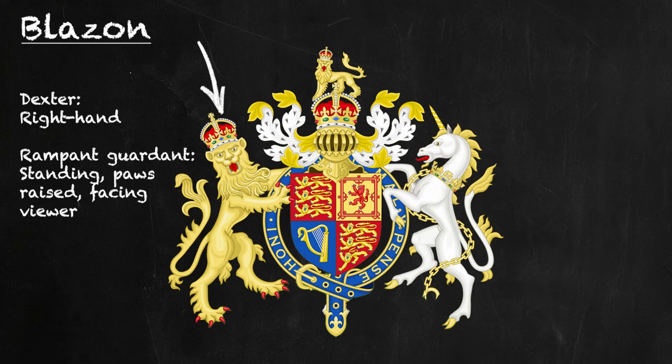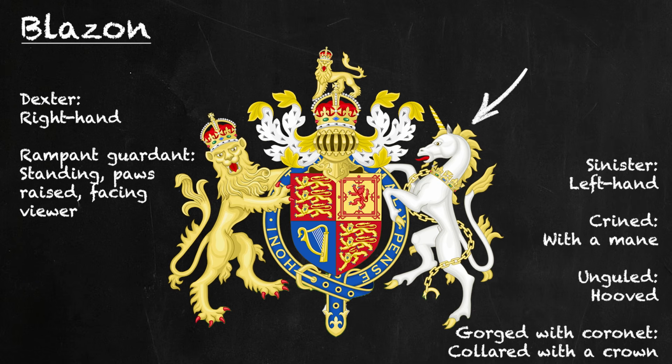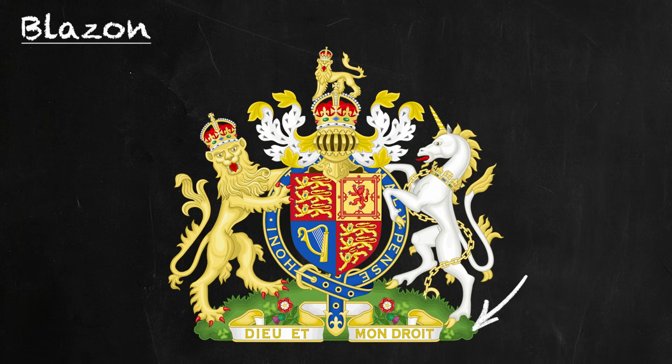Supporters: dexter, a lion rampant guardant or, imperially crowned proper. Sinister, a unicorn argent, armed, crined and unjewelled proper, gorged with a coronet or, composed of crosses, pate and fleur-de-lis, a chain affixed thereto passing between the forelegs and reflexed over the back, also or. Compartment: below the shield, a grassy mount with a representation of the Tudor rose, thistle and shamrock, all proper. Motto: Dieu et mon droit, in the scroll beneath the shield. Within the garter surrounding the shield, the motto Honi soit qui mal y pense.